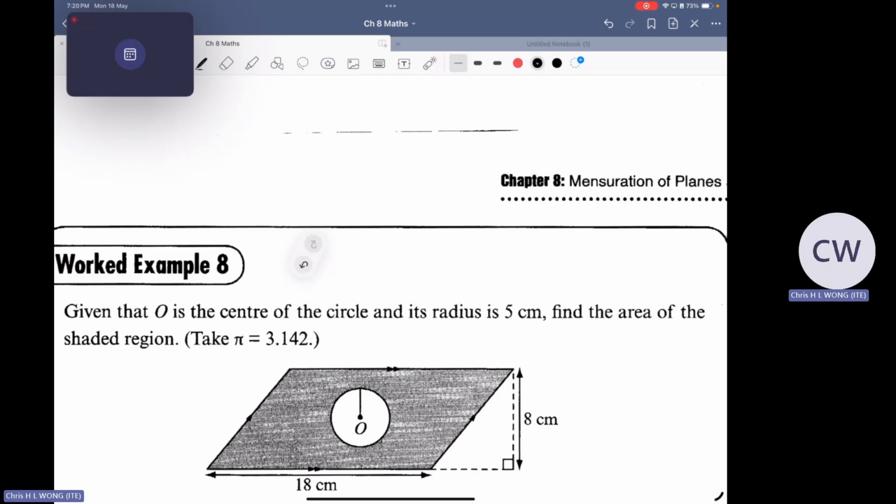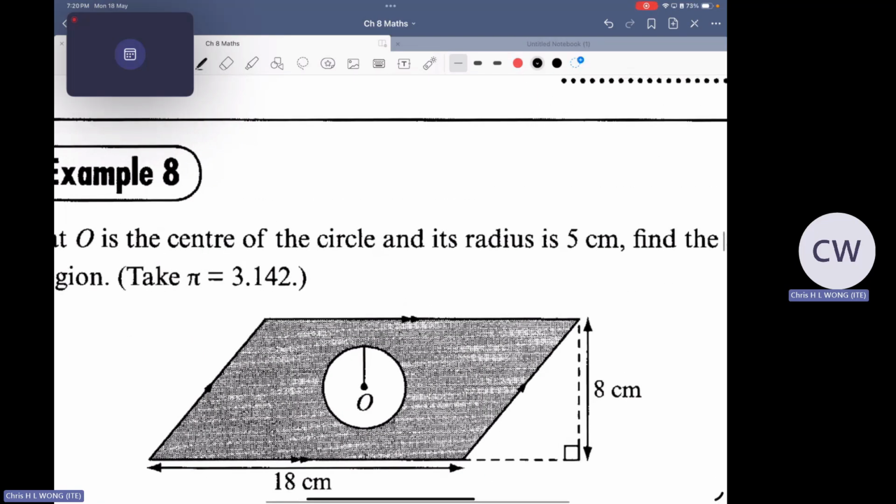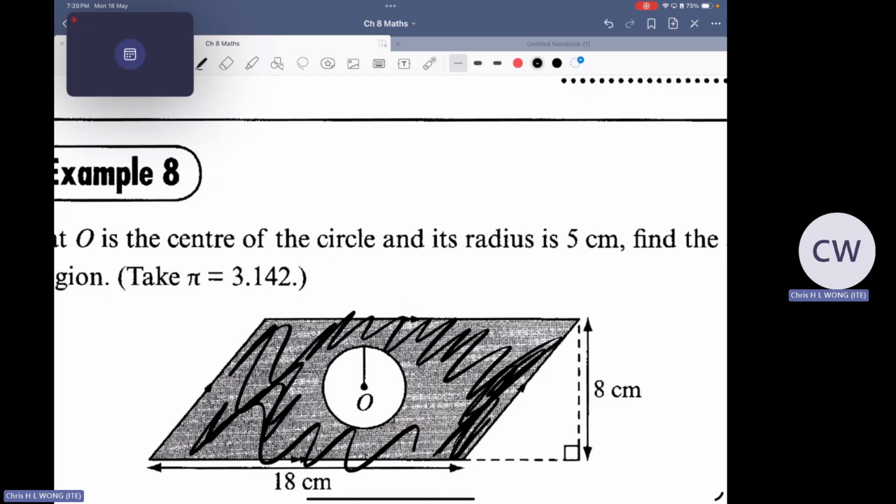Find the area of the shaded region. The word shaded means minus the hole. That's called the shaded region. So you're supposed to find the area of this. All you need to do is find the whole area first, then minus the area here. Okay, you will have the shaded region.